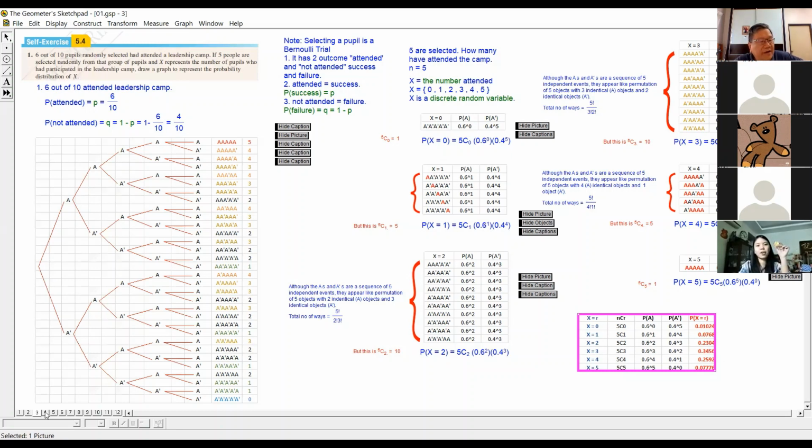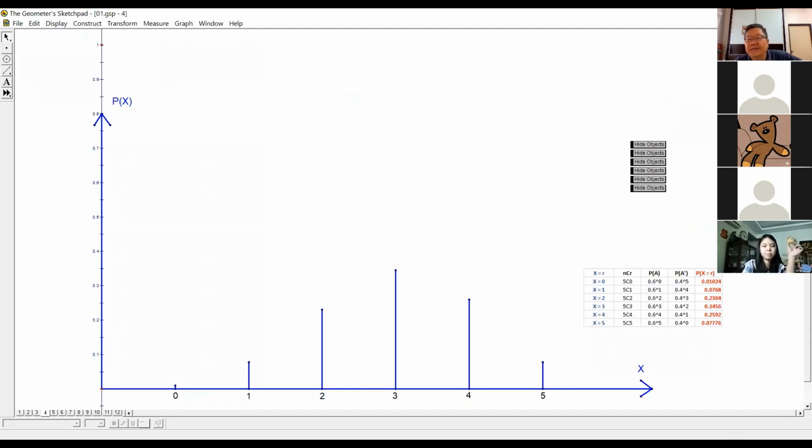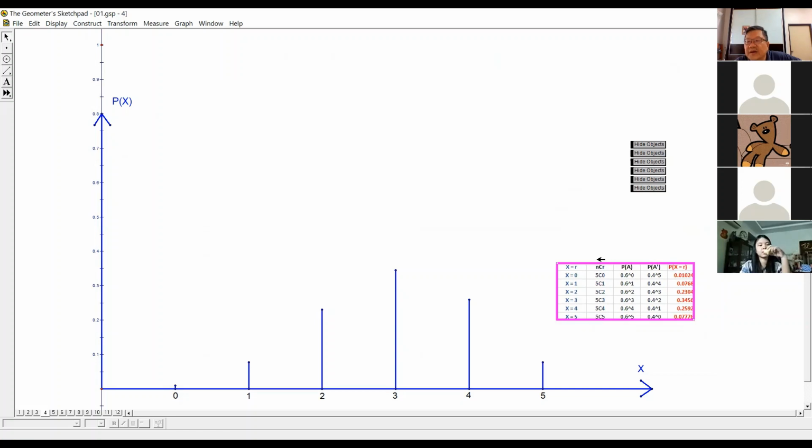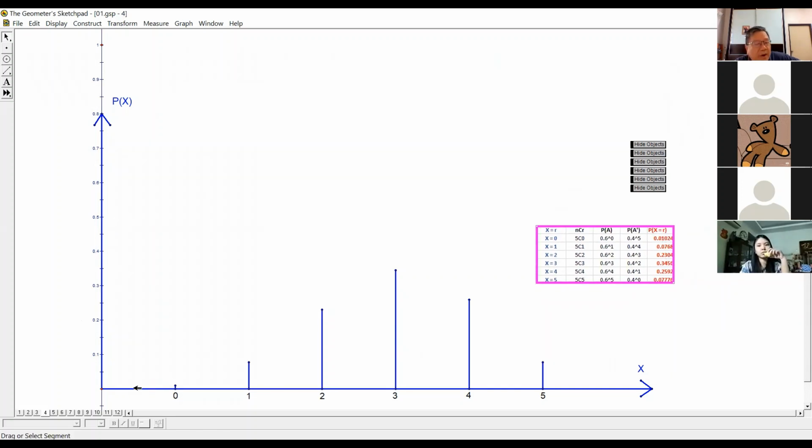Now, after using the calculator, you draw the graph. On the y-axis, it is the probability. So how much is the probability? 0.01, very small one at the bottom there. So that is the probability of 0. Probability of 1 is 0.07. 0.07 is here, nearly 0.1. So you draw the graph here.